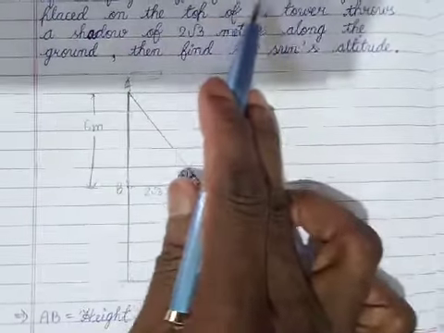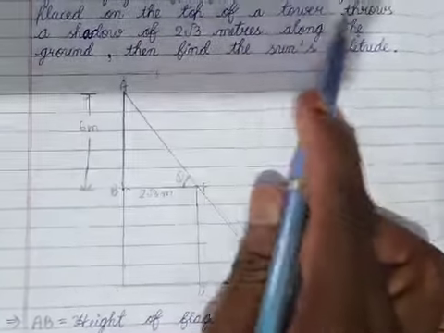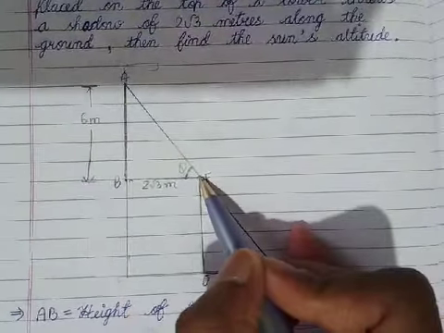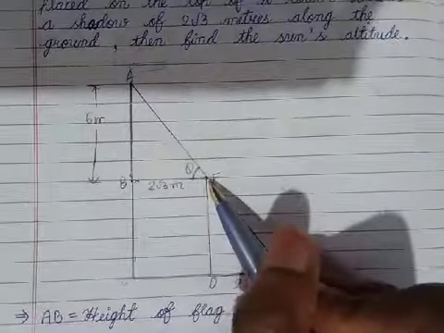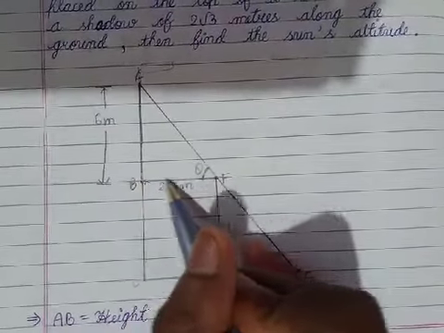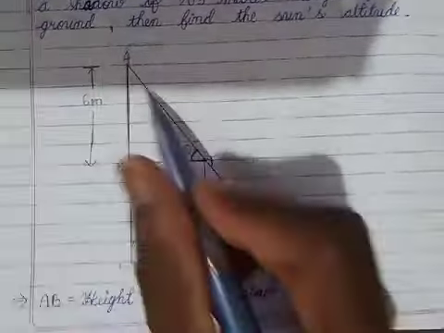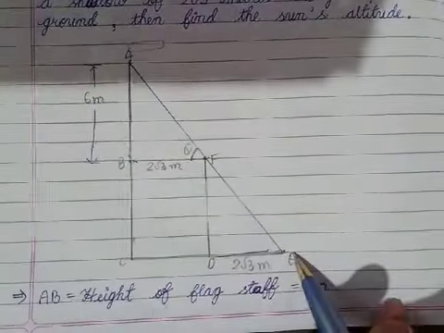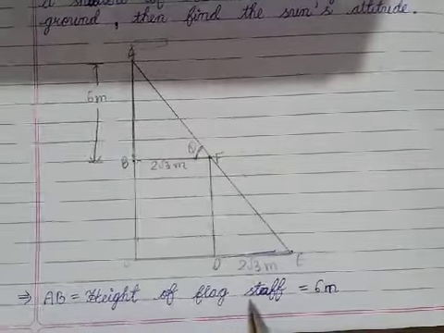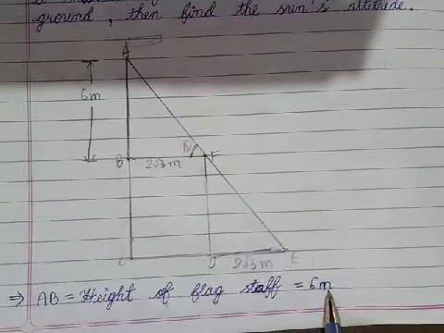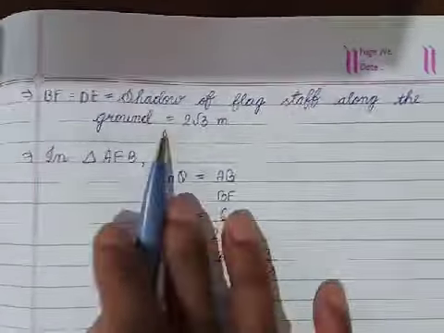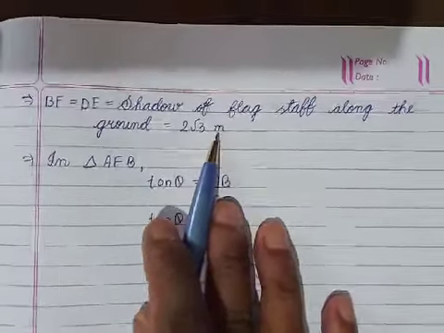If a flagstaff of 6 meter height placed on the top of the tower throws a shadow, this is the angle of elevation from here, the top. This is the tower, and from the top of the tower here is the angle of elevation. So here BF will be equal to DF. AB is the height of the staff, which is 6 meter. BF is equal to DE, the shadow of the flagstaff along the ground. It is 2 root 3.